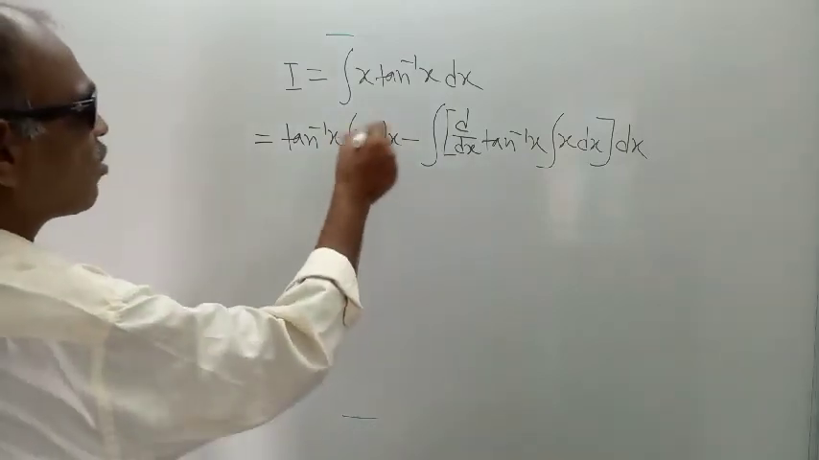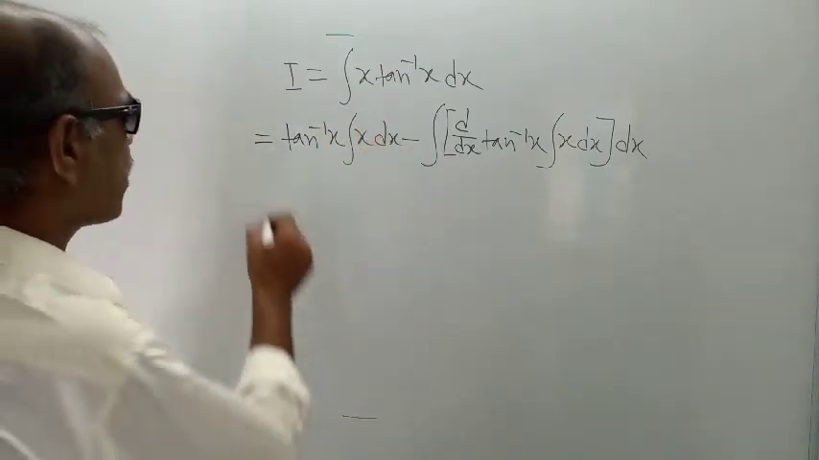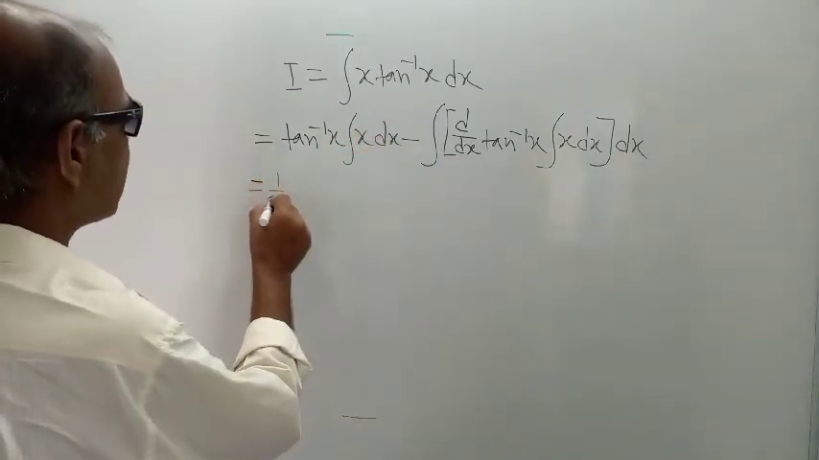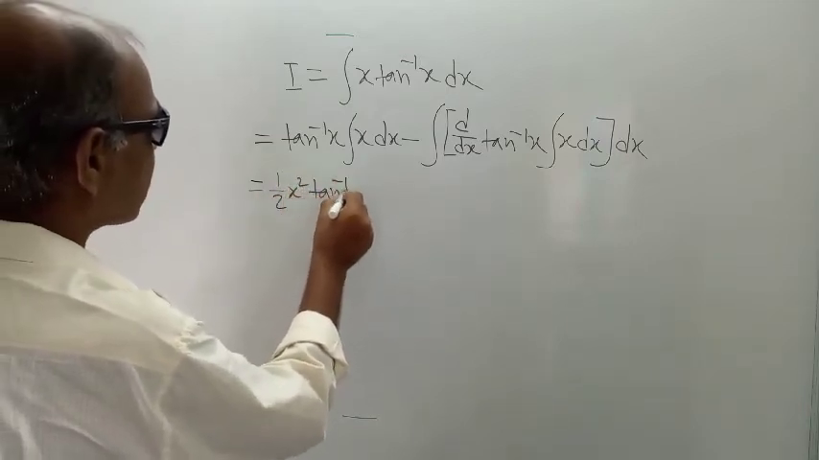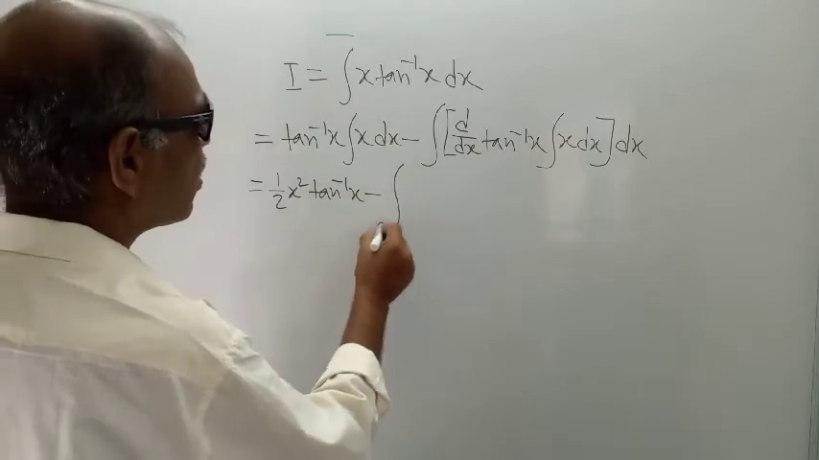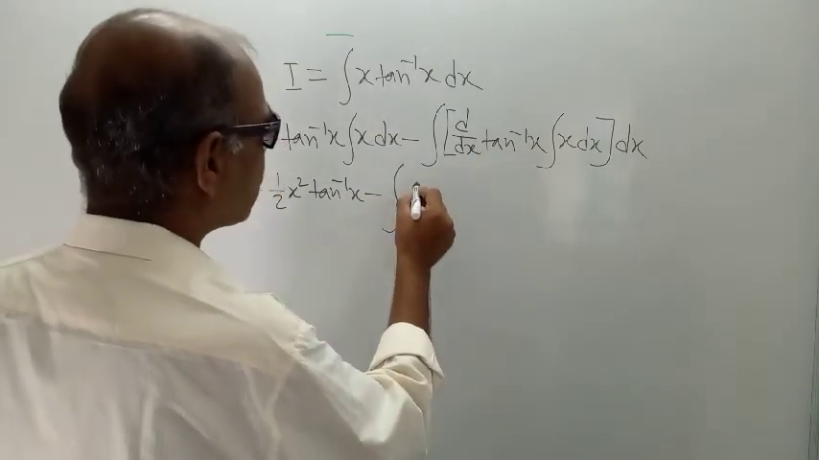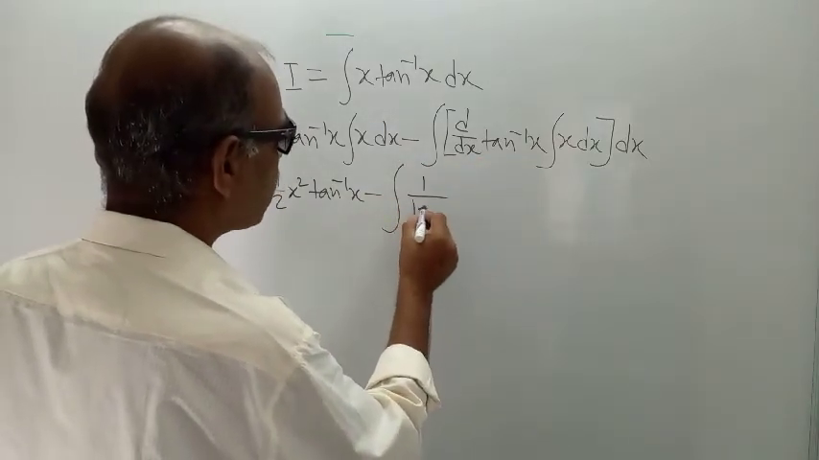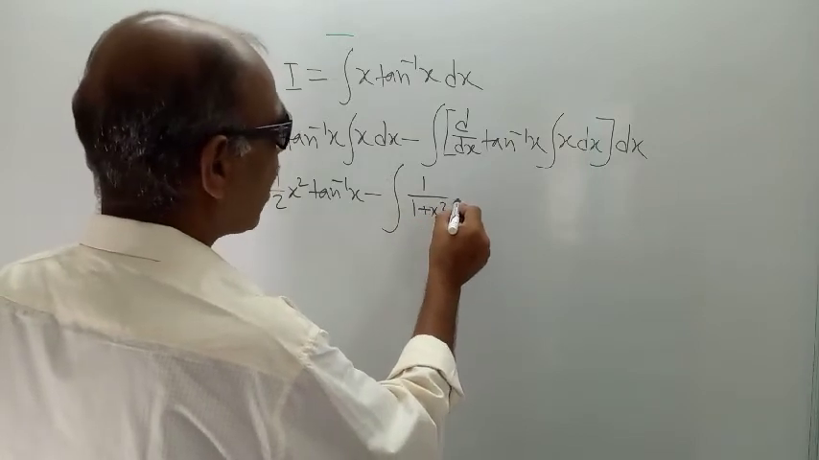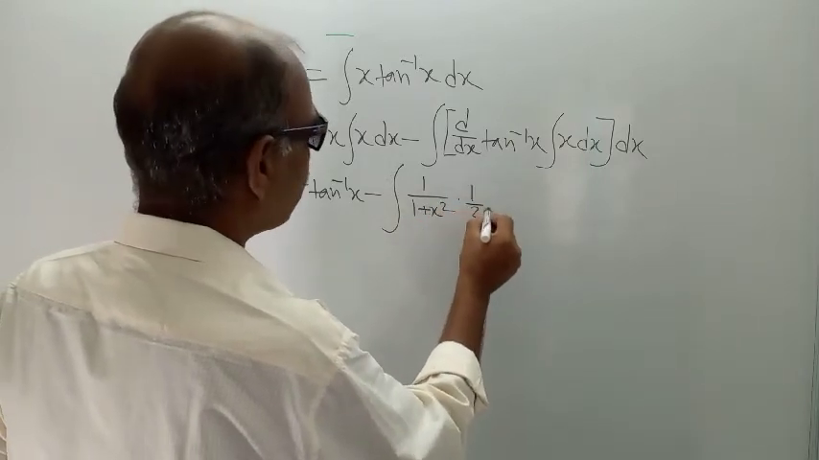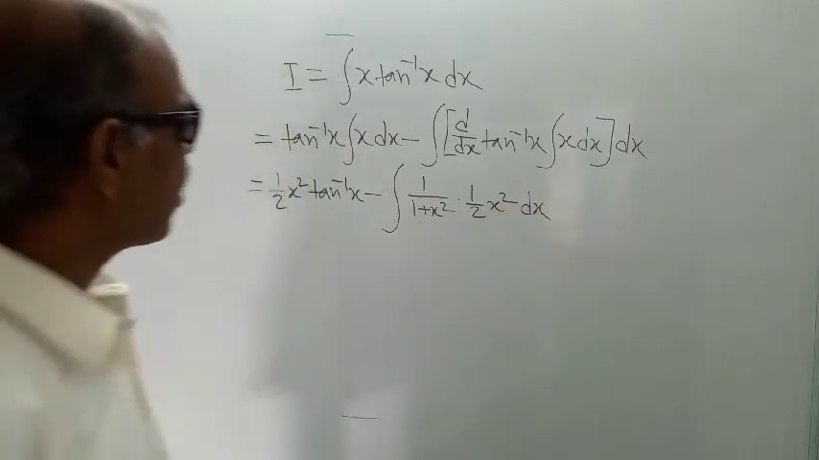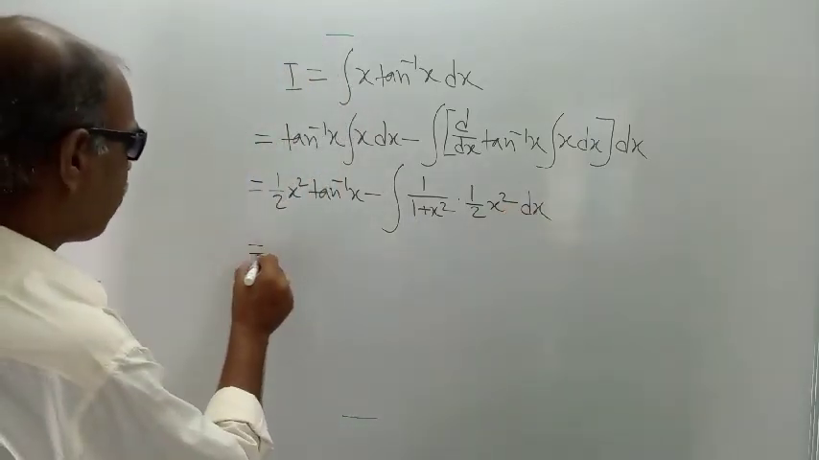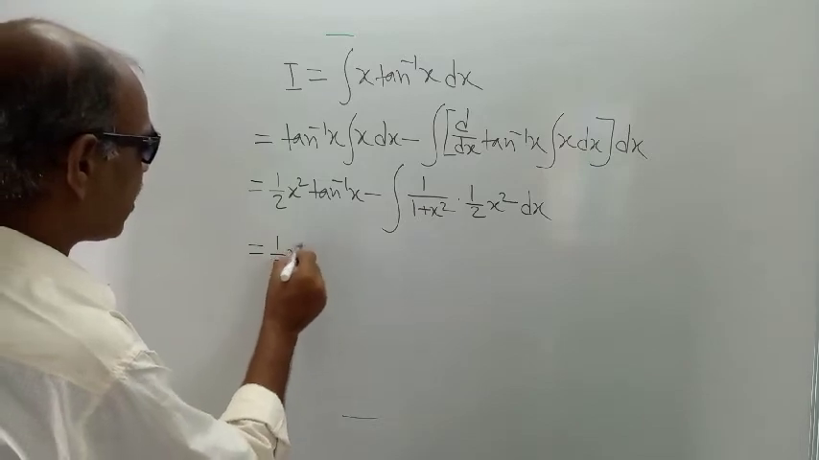So what is the integration of x dx? That is x square by 2. So we are getting here half x square tan inverse x minus, here d/dx of tan inverse x, which is equal to 1 by 1 plus x square, and again half of x square and this dx. So the first term will remain as it is.